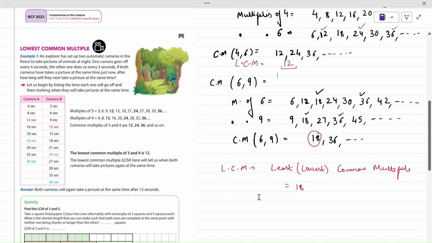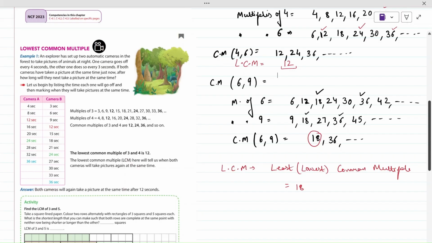I hope that you have understood what the least common multiple is. And if we go by definition, we can say that it is the smallest number which is a multiple of both the given numbers, or you can also say that it is the smallest number which is divisible by both the numbers, leaving no remainder, or leaving remainder as 0. So this is LCM.